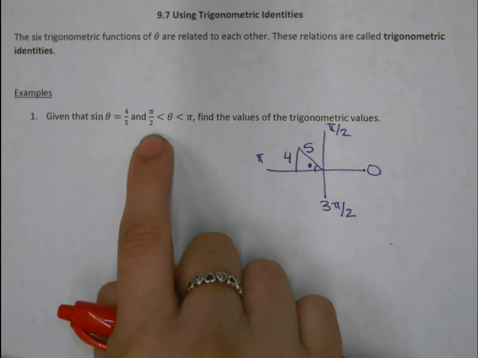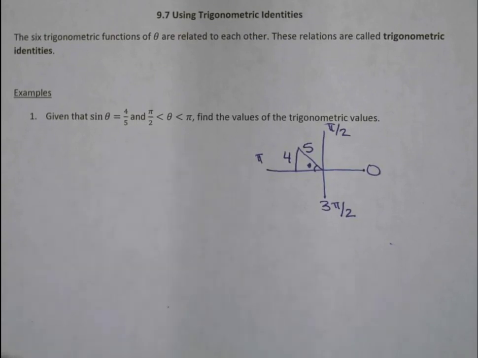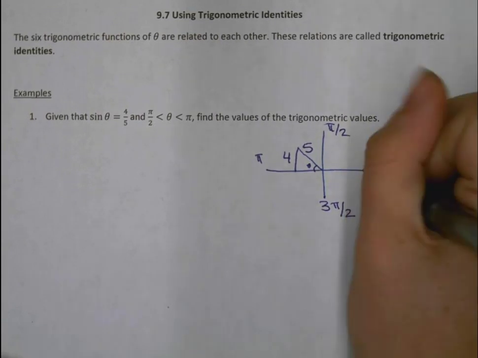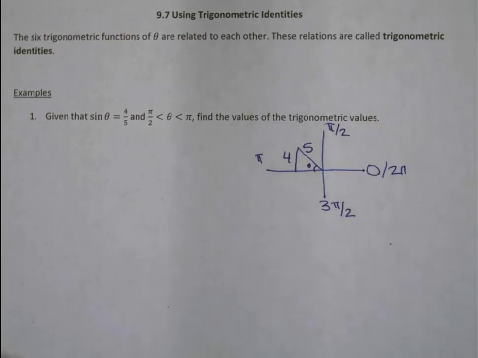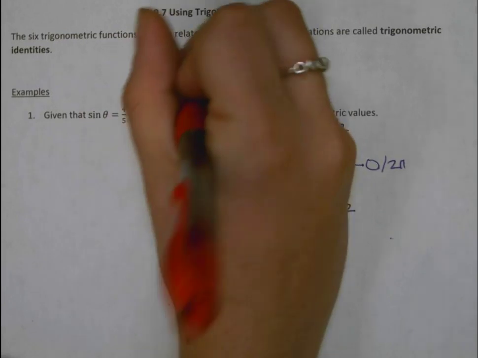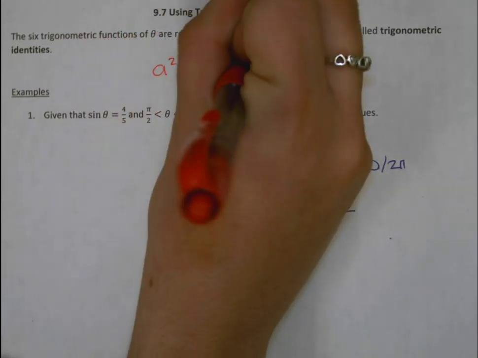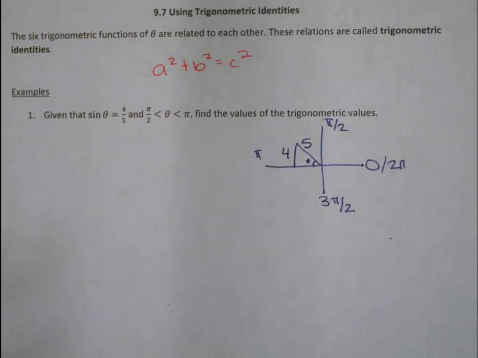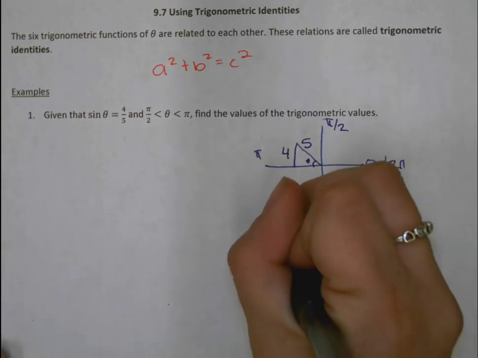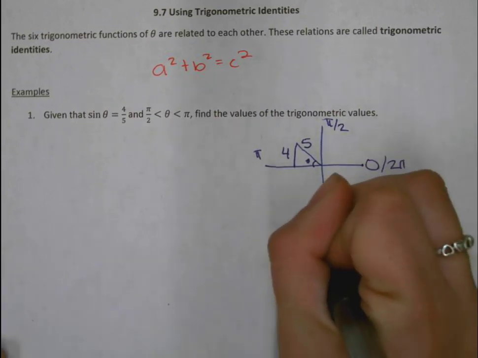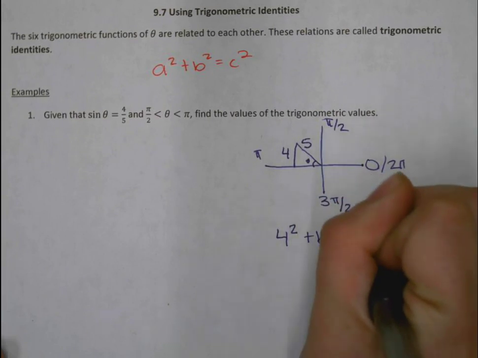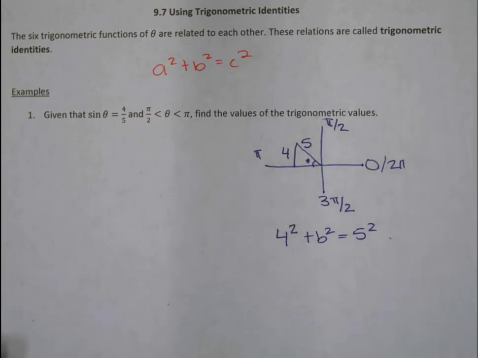Because this gave it to me in pies. Oh, my bad. 2 pi. And then remember, we're going to need the quadratic formula. So 4 is just going to be my A. I'm solving for B, and 5 will be my C. The hypotenuse is always my C.